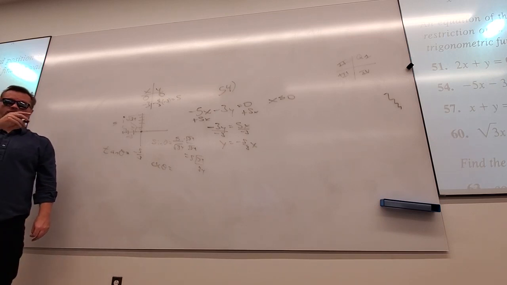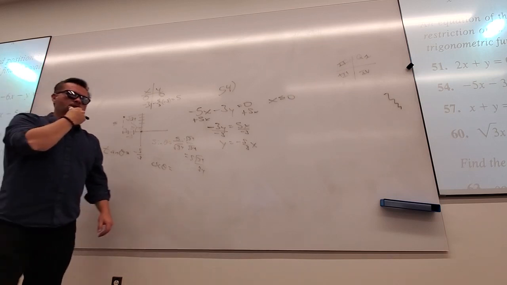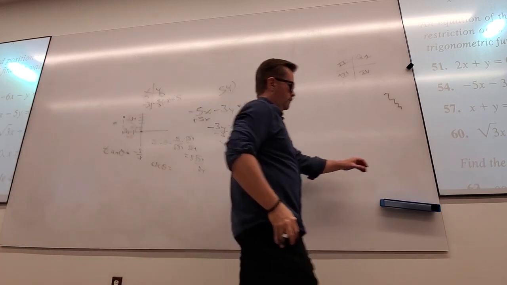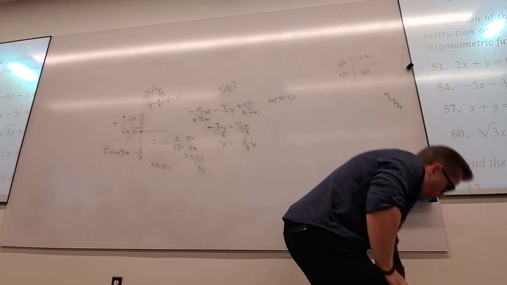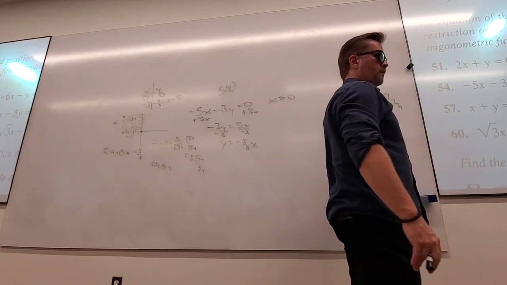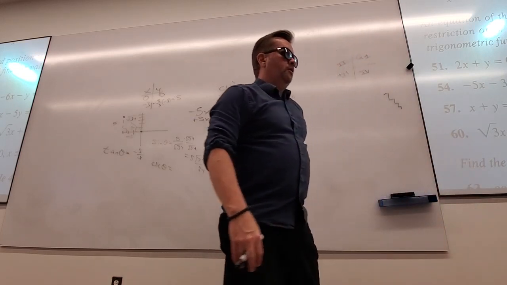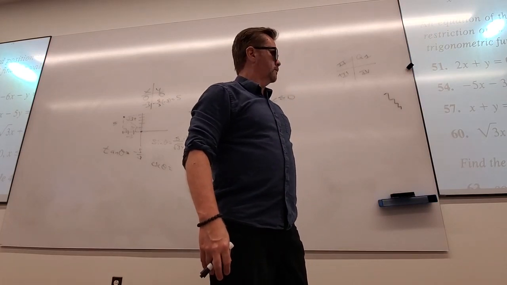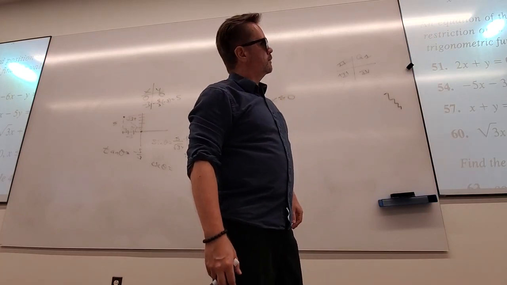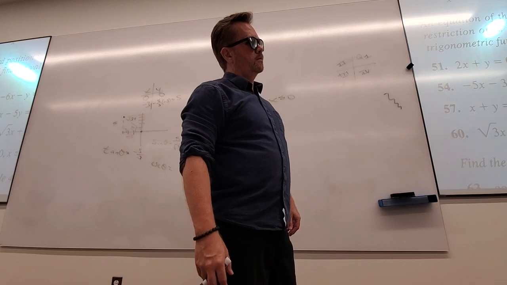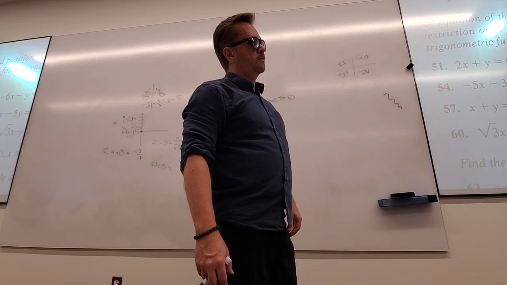Yes? How would I know if I needed you? Because basically the distance formula is the square root of x2 minus x1 squared plus y2 minus y1 squared. And then they're saying to use r equals x squared plus y squared. How would I know when to use which?